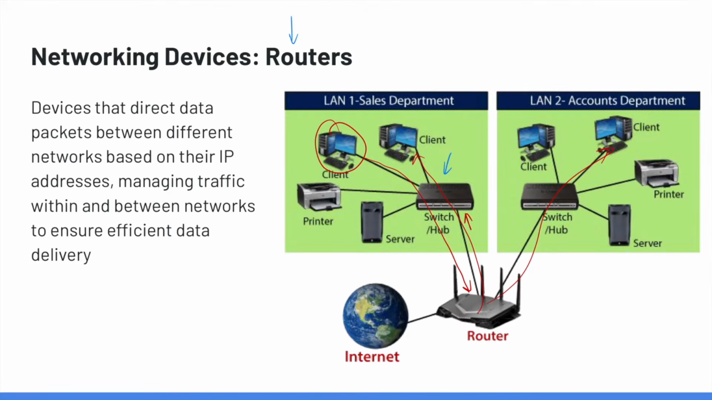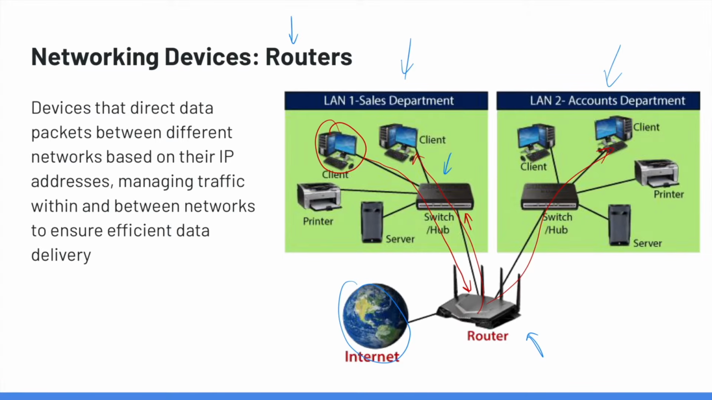So the point is that a router accepts data from different clients, different nodes in a network, regardless of where they are, and then sends it to the right destination. And a router also allows us to connect different networks, like for example right here, this router is connecting the internet, LAN 1 sales department, and LAN 2 accounts department.